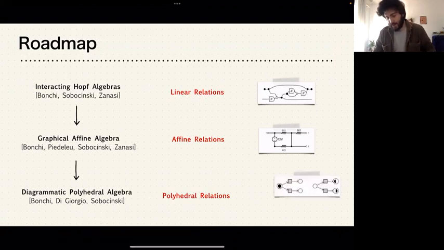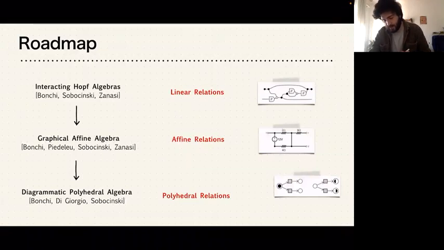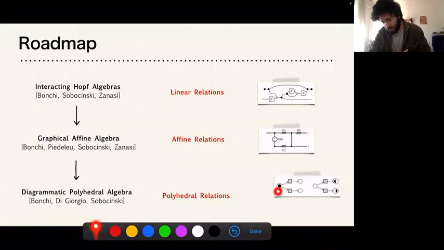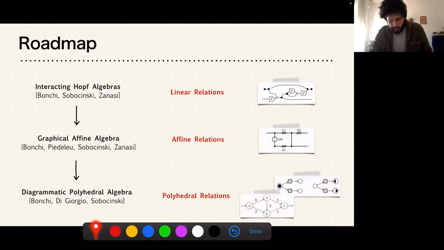Here the applications are modeling of continuous Petri nets, where the tokens are not only natural numbers but also real numbers. As you can see here in the picture, the token gets split, for example. And also flow networks, which is what I will talk about at the end of the talk.